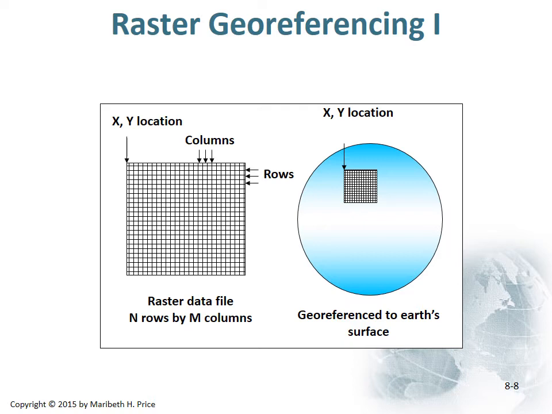So rasters are essentially XY graphs, in one way of thinking about it, that are showing us information about the Earth's surface, and they can be referenced to given point locations on the Earth's surface, just as vector data can.